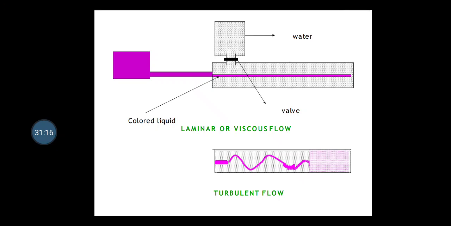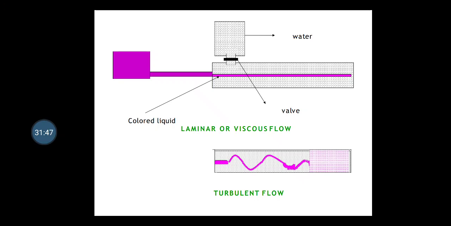In the diagram, the basic component for the laminar or viscous flow depicted in the figure is your colored water, which is denoted on the left hand side by the pink colored box, your tank full of pink colored water. Above that there is water, and below that there is a glass tube.